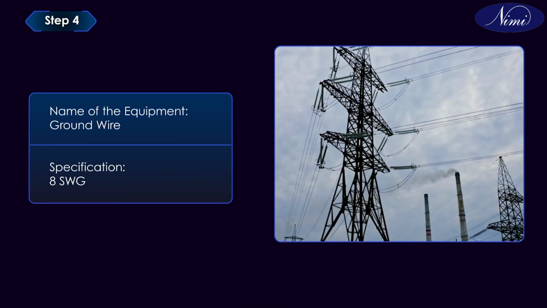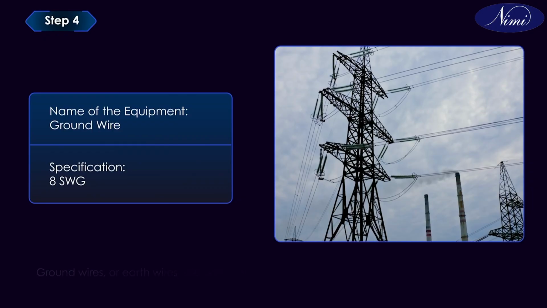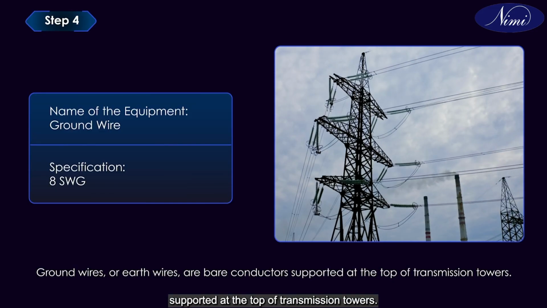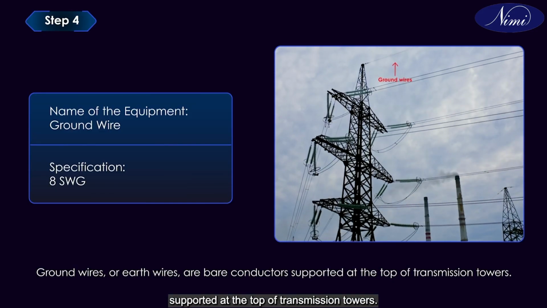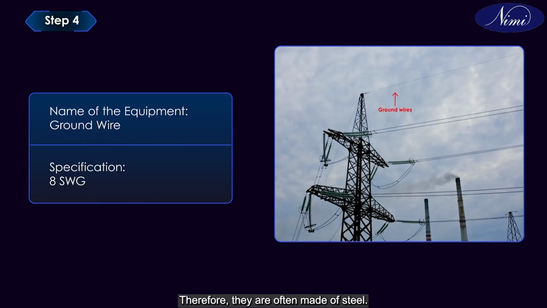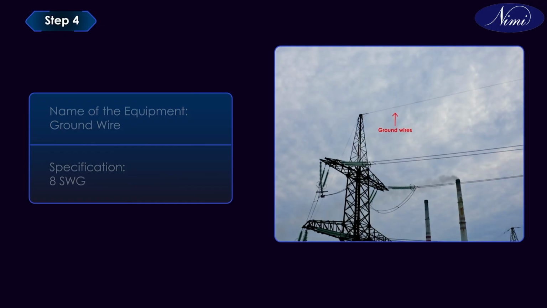Ground wire, 8 SWG. Ground wires or earth wires are bare conductors supported at the top of transmission towers. Ground wires normally do not carry current, therefore, they are often made of steel.